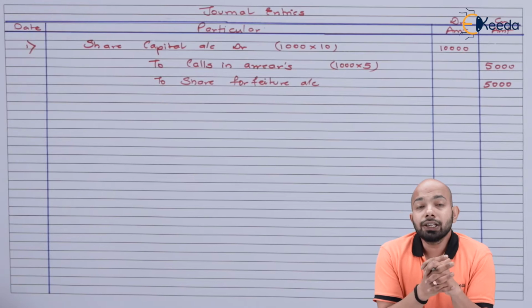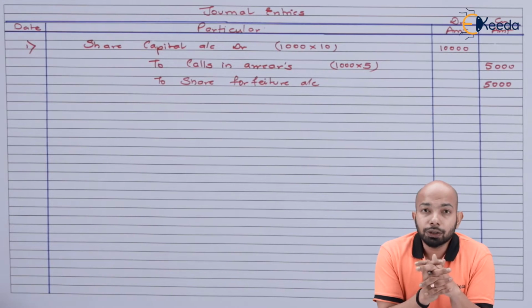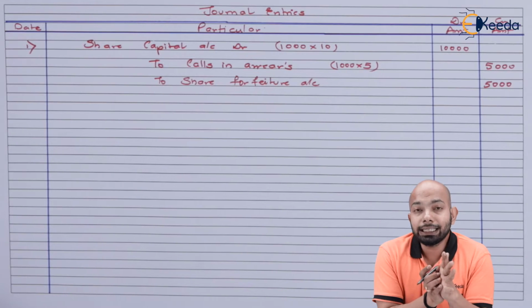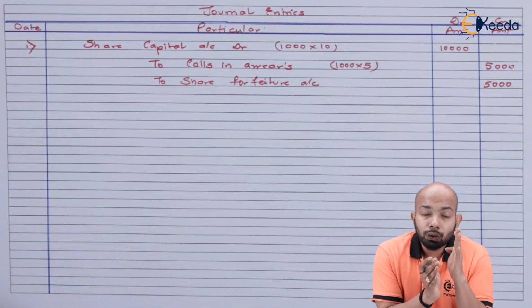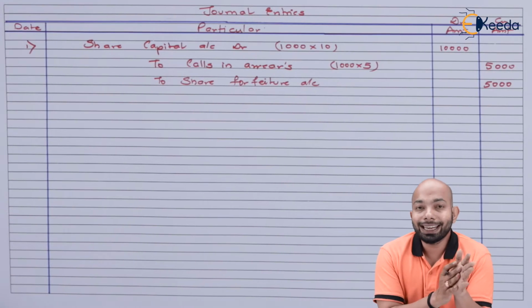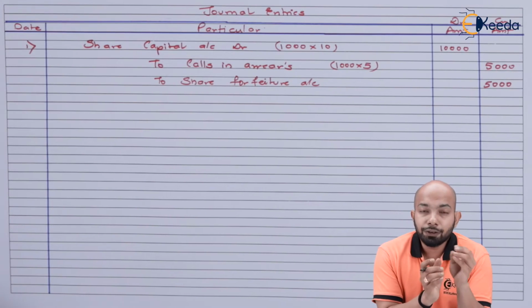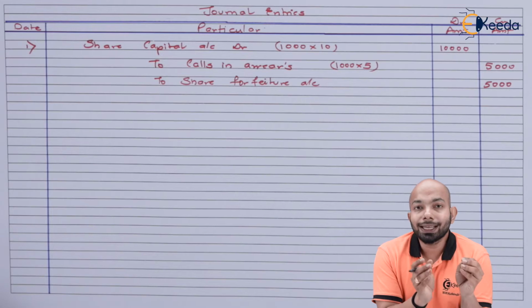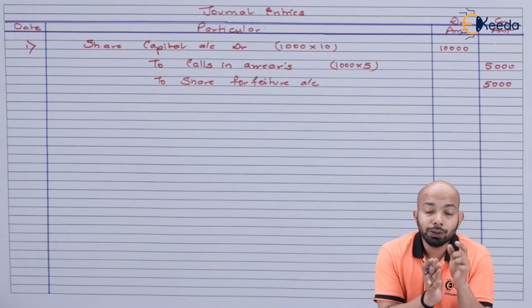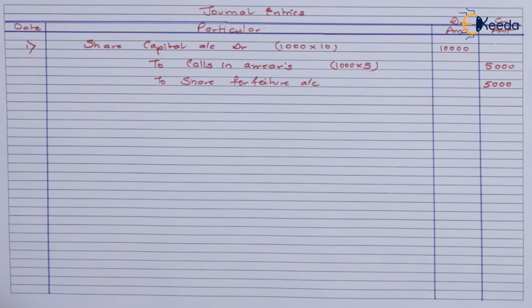Now the second entry of this specific case will refer to the reissue of shares, all 1,000 shares at rupees 8 each. So the value of that share was a total of 10,000. You are reissuing that share at 8,000 in total. The difference between that face value and the reissue price is 2,000 here. That will be borne by the share forfeiture account. So let's pass the reissue entry here.